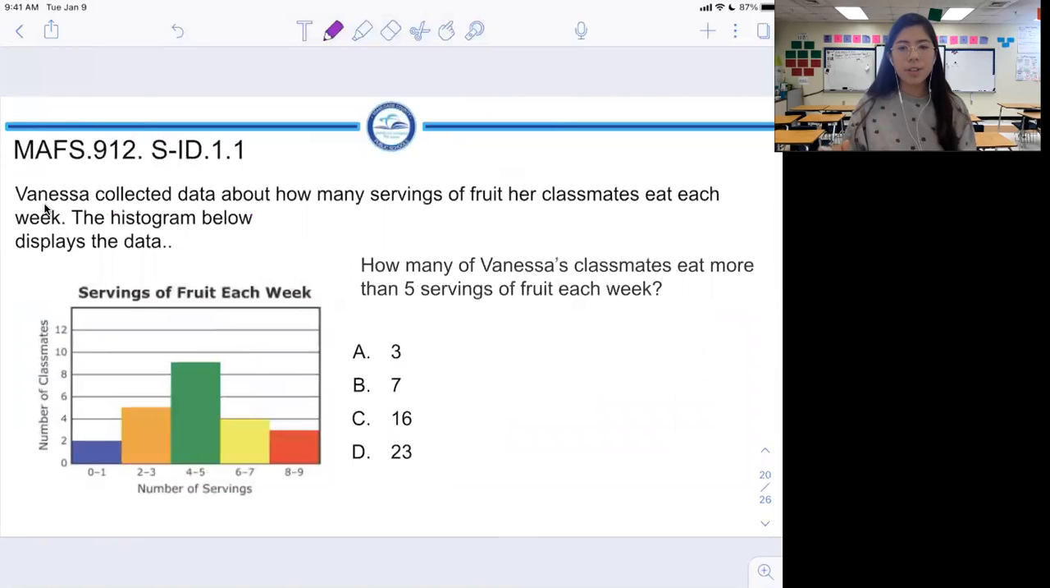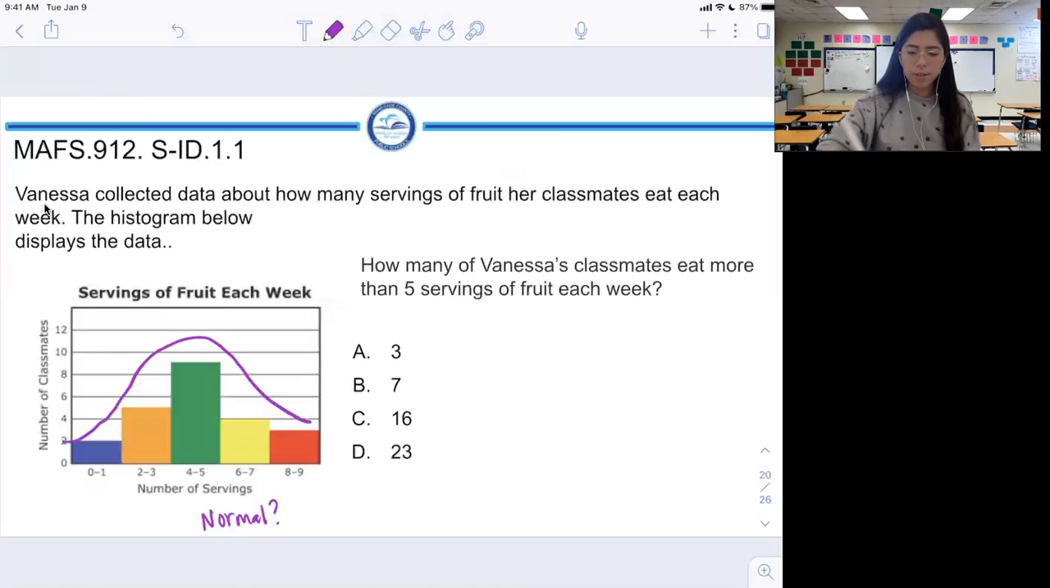Before we answer this question, does this one have normal distribution? Almost. Does it make a hill? It looks like a hill, but it's not perfect. I would say this is definitely normal. It doesn't have to be perfect in order to be normal. It just has to at least have some semblance of a hill. So yes, this one's normal.